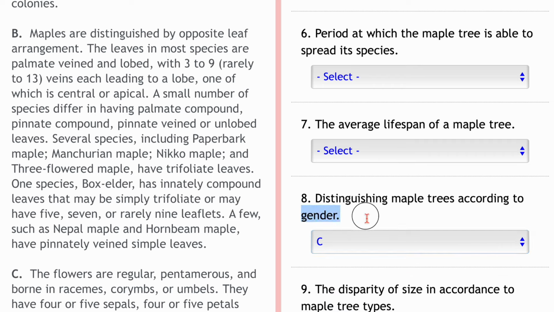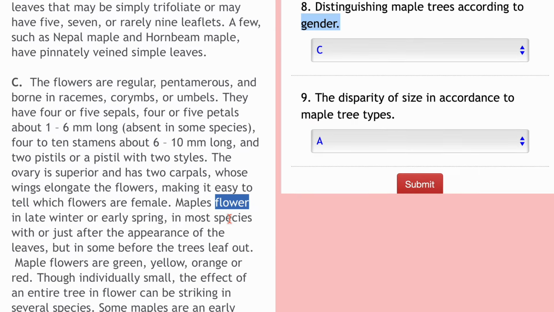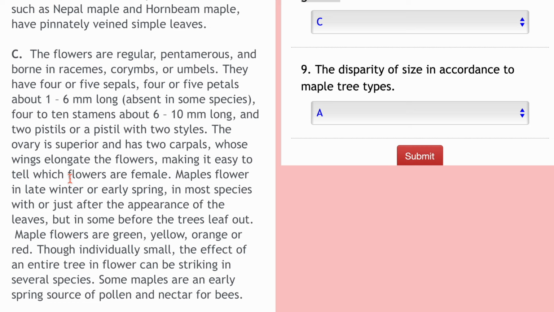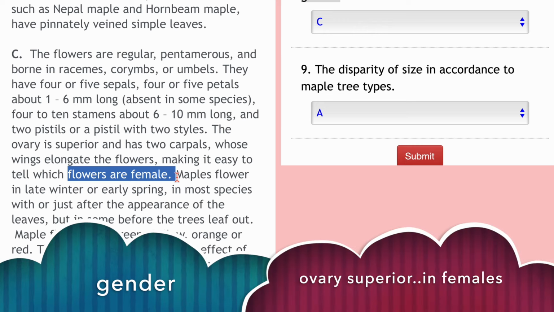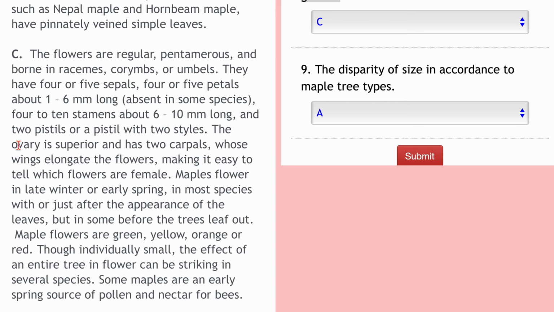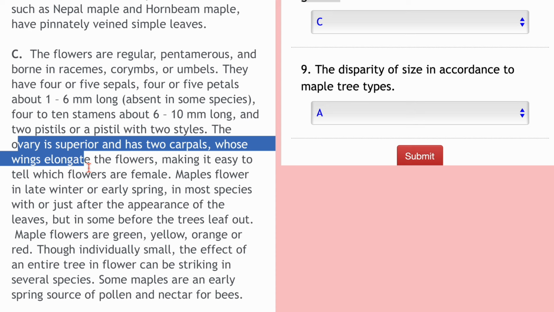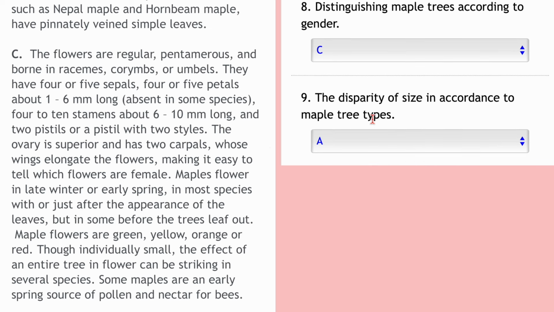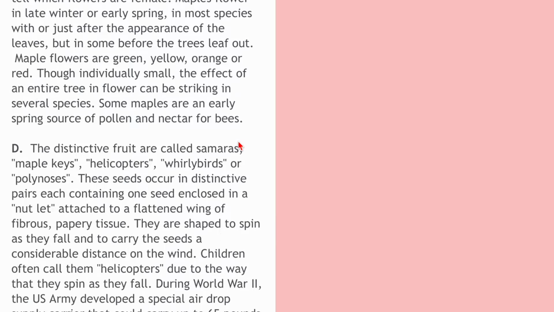I did remember gender, male, female, and we saw here it says the ovary is superior. It has two carpels whose wings elongate the flowers, making it easy to tell which flowers are female. So some flowers are male, some flowers are female. And it says we can tell which ones are female according to this structure, how they are made up. Okay, so that one was C. And number 9 we have there. Okay, so let's look at D.